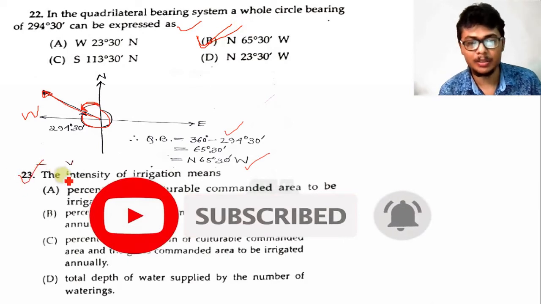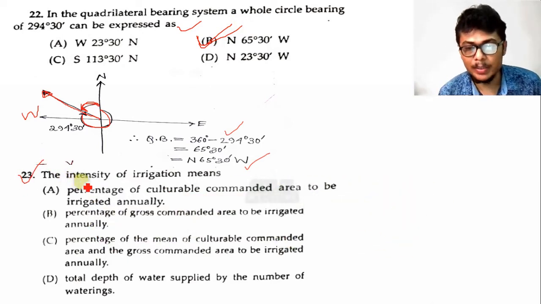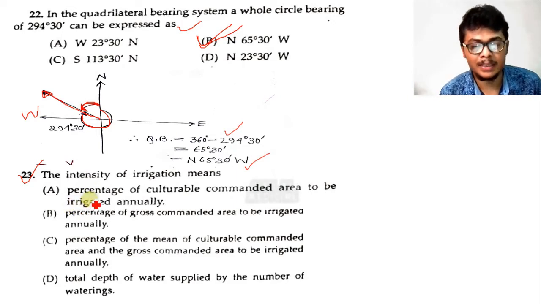Next question, question number 23. The intensity of irrigation means we first have to know the definition of intensity of irrigation. The definition of the intensity of irrigation is the percentage of cultivable commanded area to be irrigated annually. Therefore, the correct answer is answer A.